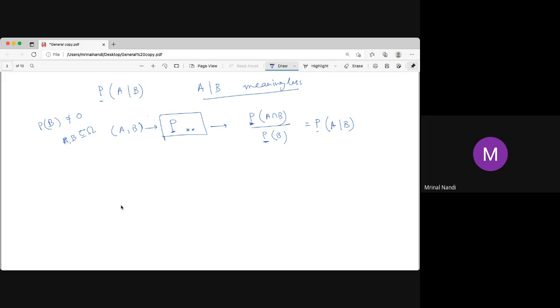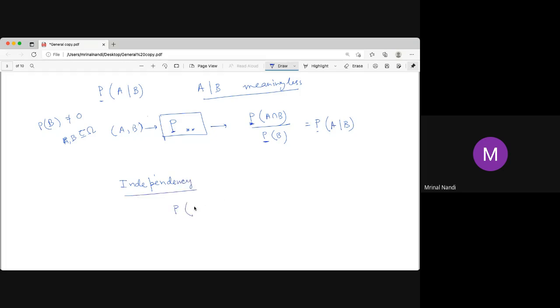Meaning is not the same. Okay, so this is called conditional probability. Say now, what is independence via conditional probability? Independence via conditional probability. Now it is very easy.